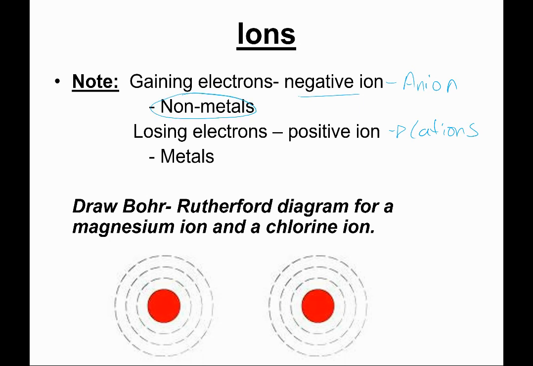Nonmetals tend to gain electrons and form anions, and metals lose electrons and form cations. There we go. I got a little tongue-tied there for a second. So that's a good rule. Anything on the left side of the periodic table is going to do this, and anything on the right side of the periodic table is going to do this: gain electrons and form negative ions.